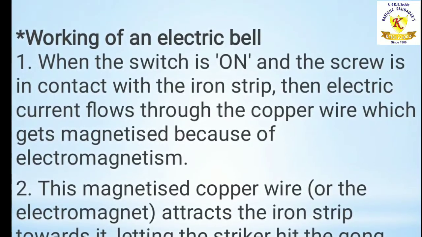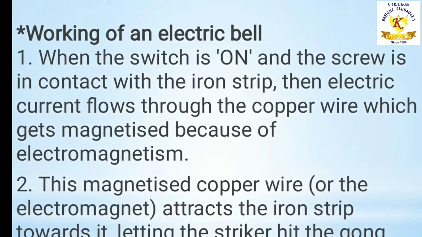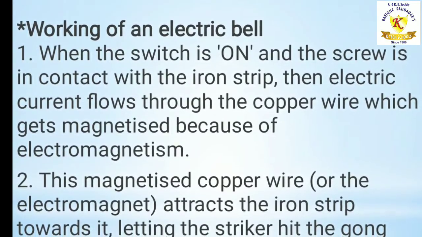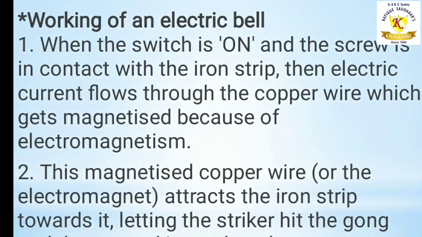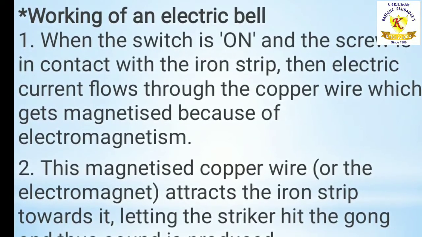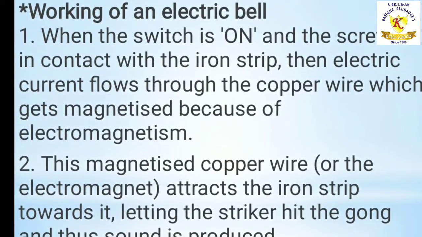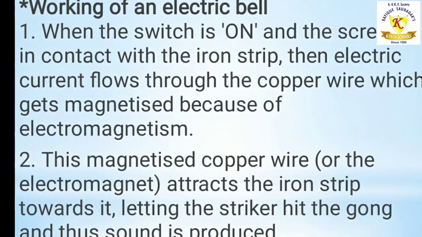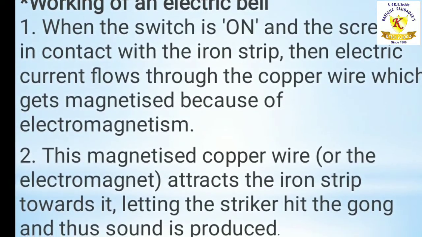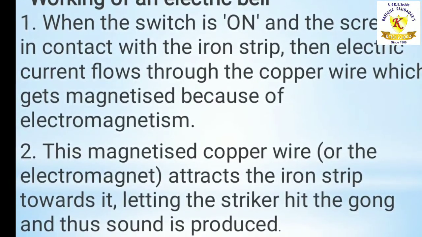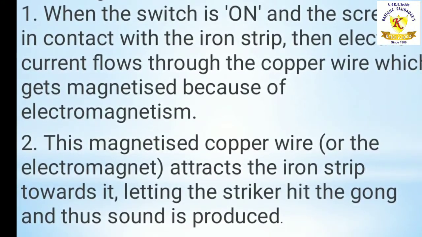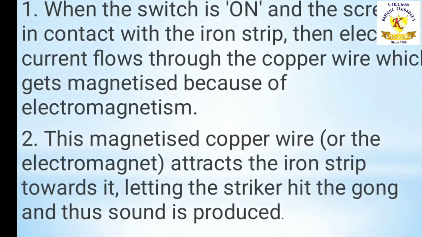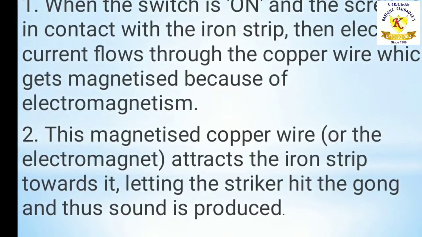Working of an electric bell. When the switch is on, the screw is in contact with the iron strip, then electric current flows through the copper wire, which gets magnetized because of electromagnetism. This magnetized copper wire attracts the iron strip towards it, letting the striker hit the gong, and thus sound is produced.